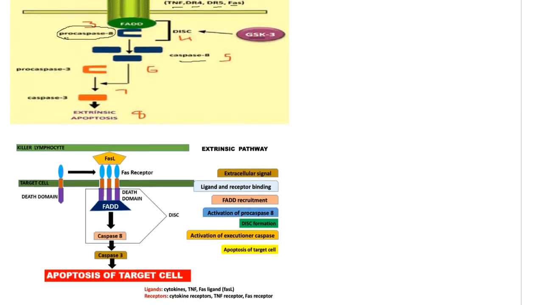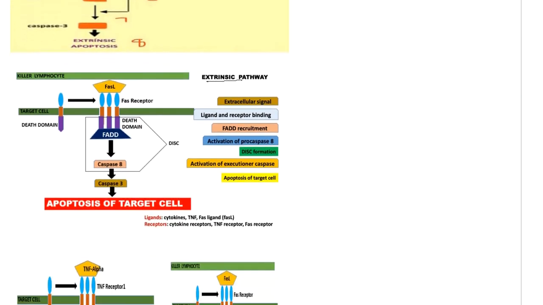Say for example, in a killer lymphocyte, there is the extrinsic pathway where the ligand FAS binds to the receptor. The receptor has a domain known as the death domain, FADD. This death domain recruits procaspase, which gets activated into caspase 8. So there is an extracellular signal, the ligand and receptor bind with each other. There is death domain recruitment. Then procaspase 8 is activated into caspase 8. There is a DISC formation, which means caspase 8, when activated, remains bonded to the others. Then there is activation of the executioner caspase, which is caspase 3, then apoptosis.